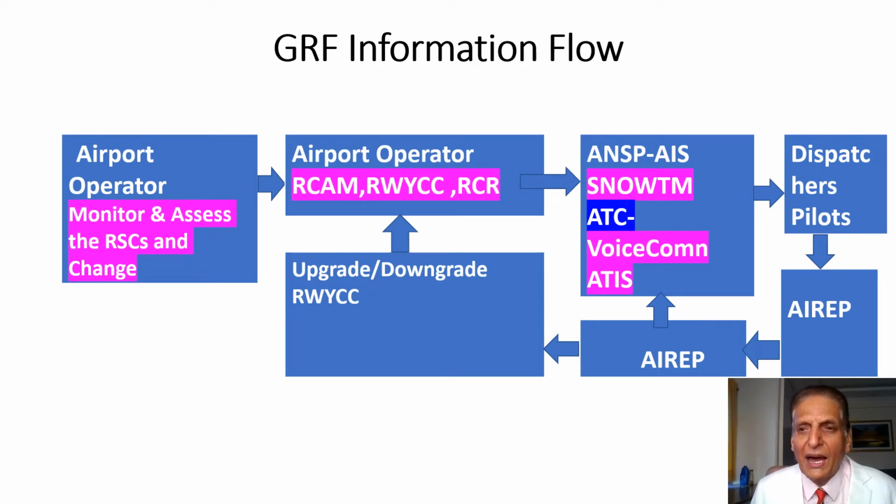Then pilots are required to generate an air report based on the experienced braking and direction control conditions. This air report will be transmitted to the Air Traffic Control and Aeronautical Information Service. The air report is also passed to the airport operator to upgrade or downgrade the runway condition code.